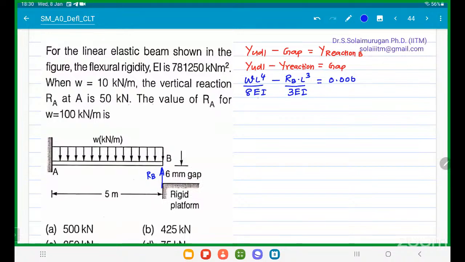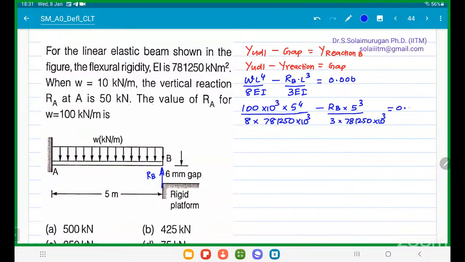Small w is 100 kilonewton per meter. So 100 into 10 power 3 into length 5 power 4 divided by 8 into EI, which is 781250 into 10 power 3, minus RB into 5 cube divided by 3 into 781250 into 10 power 3 equal to 0.006. Now tell me what is RB. Calculate carefully.